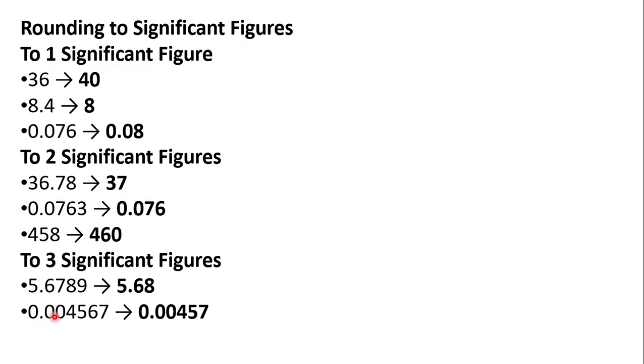So 0.004567 to three significant figures. You consider the first three numbers, 4, 5, 6, and round this off. The number that comes at the end is 7. 7 is greater than 5, so you add that as a 1 to 6, it will be 0.00457 as a number containing three significant figures.